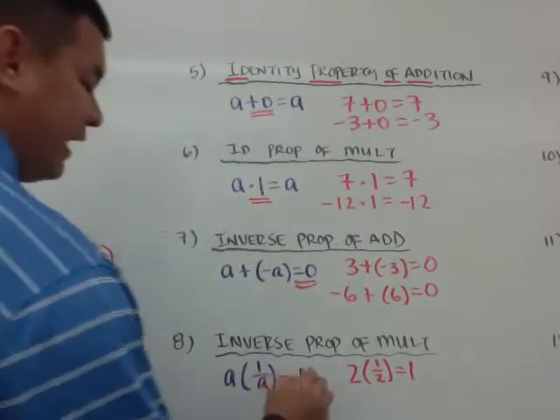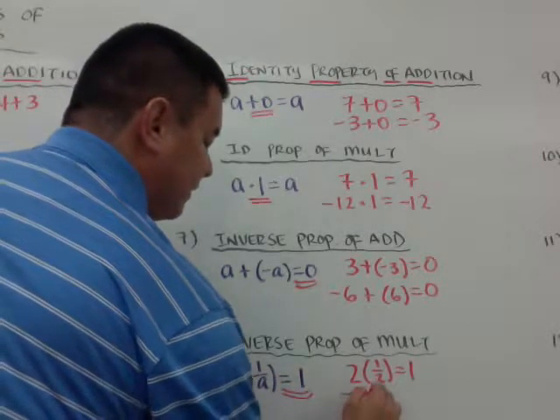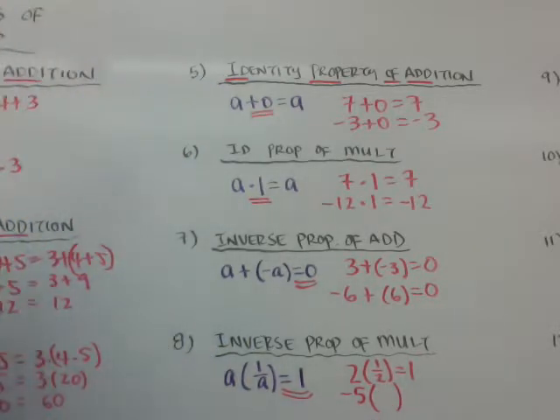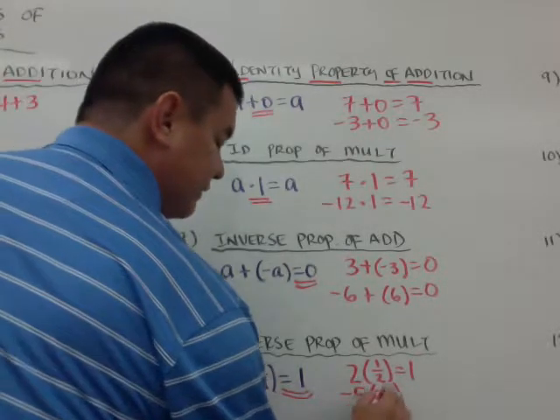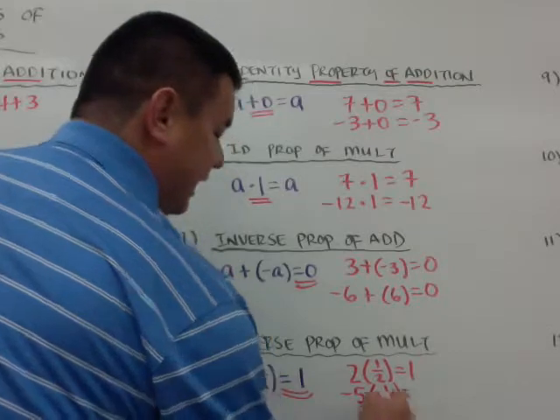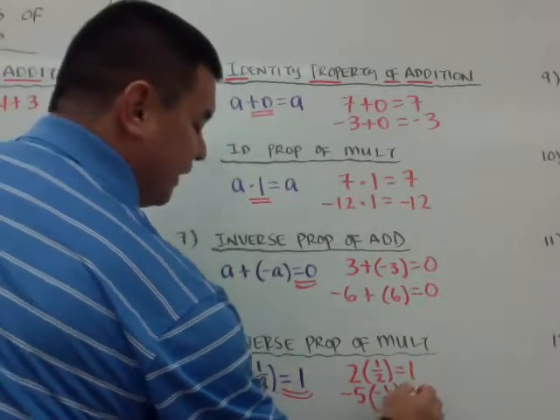Or in the same way, if I had -5, the inverse of -5 is going to be -1/5. So again, you keep the sign. And -5 times -1/5 is still +1.